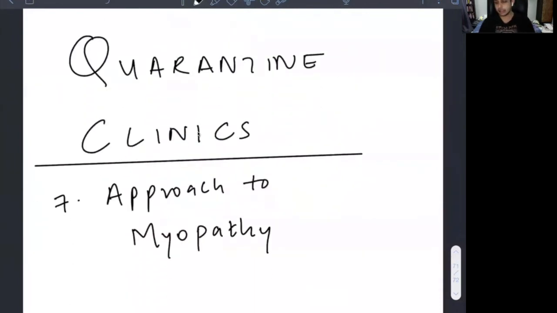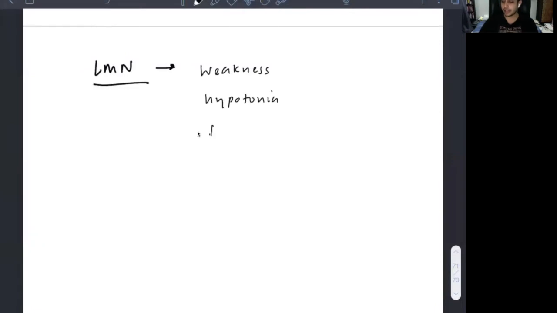So coming to today's clinic, today we are talking about myopathy. What are the similarities between neuropathy and myopathy? Both of them are LMN. So all the features of LMN that we discussed in neuropathy will be there in myopathy as well. So that means that there will be weakness, there will be hypotonia, there will be decreased reflexes, atrophy, and fasciculations.